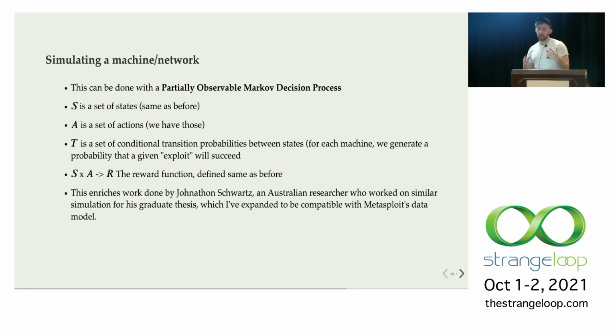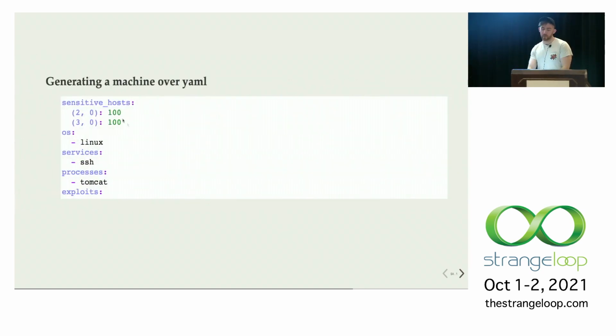When we talk about conditional transition probabilities, what we're saying is for a given action in a given state, there needs to be a probability of success or failure, and then given success and given failure, you need to know what the state looks like in each case. So for example, I can simulate a machine that is running SSH, and then I can run the SSH command against it, and then I will decide what is the probability that that was successful, and what reward it gets if it was successful. This enriches Jonathan Schwartz's work, actually, the same person whose paper I read that inspired all this Metasploit stuff. I've simply expanded it to be compatible with Metasploit's data model, so it interacts with real machines.